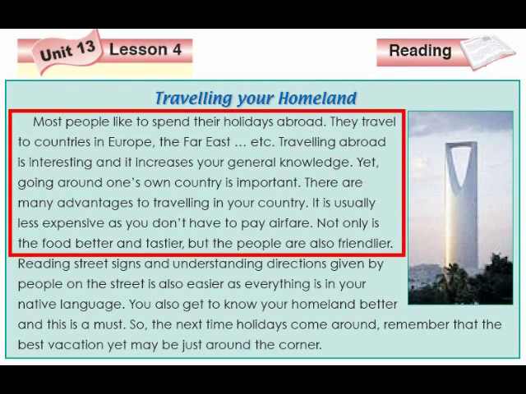There are many advantages to traveling in your country. It is usually less expensive as you don't have to pay airfare. Not only is the food better and tastier, but the people are also friendlier.